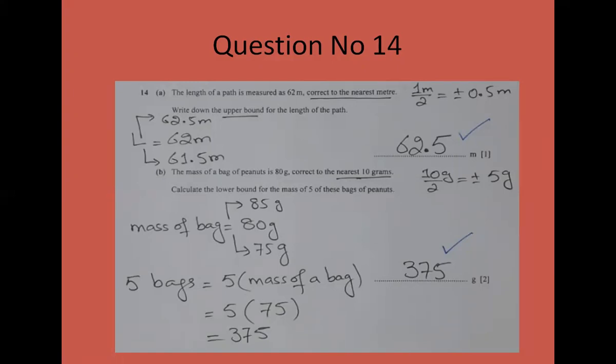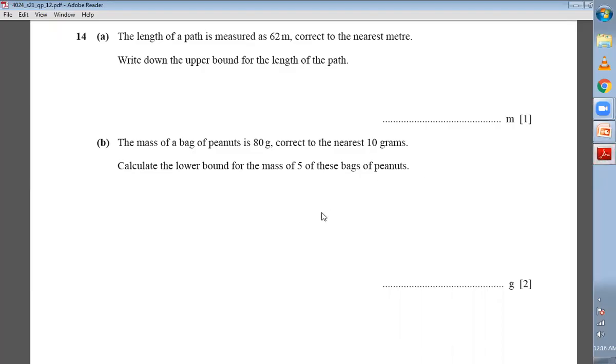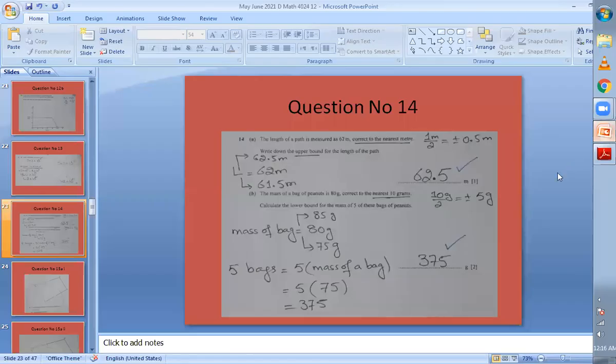The B part is, but before going to the B part, let me show you in the question paper. It says the mass of a bag of peanuts is 80 gram, correct to the nearest 10 gram. So divide the 10 gram with the 2, you get 5. So add 5 into this and you get the upper bound of the bag. You subtract from 80 grams, you get the lower bound of this peanut bag. Calculate the lower bound for the mass of 5 of these bags of peanuts. So such 5 bags, we have to find their lower bound. So let me show you how I have done this.